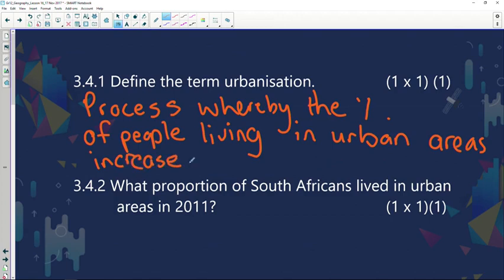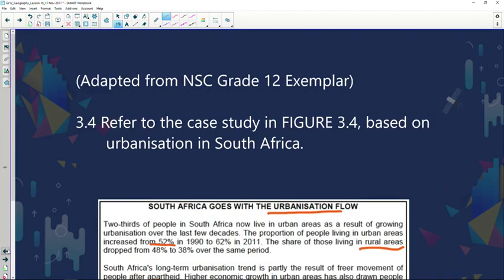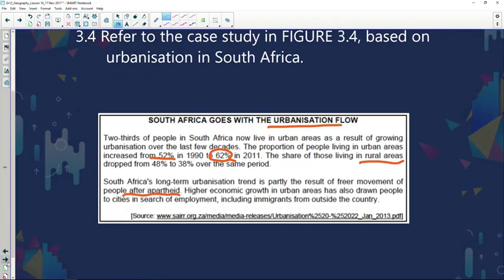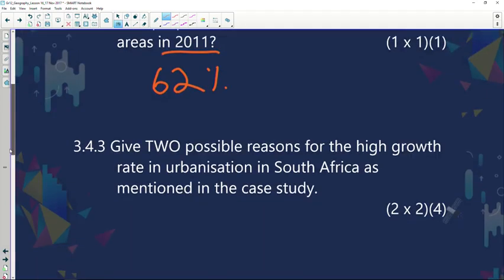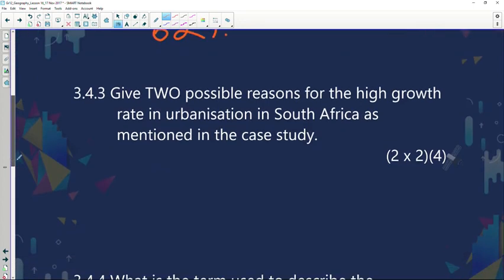Now, what proportion of South Africa lived in urban areas in 2011? If we quickly go back to our case study, in 2011, there is the correct answer, directly from your case study, 62%. Give two possible reasons for the high growth rate in urbanization in South Africa, mentioned in the case study.